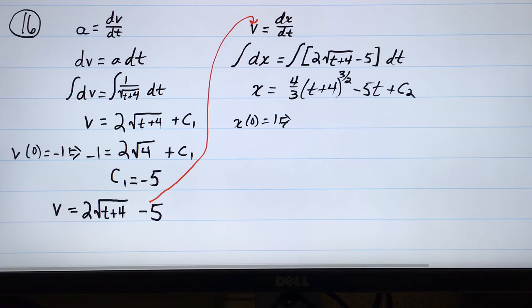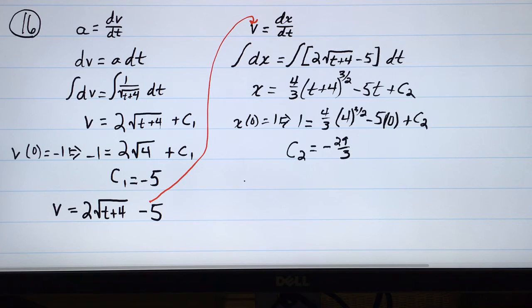Whenever t is equal to 0, so we have 1 is equal to 4/3. And what is going to be 4 to the 3/2? Minus 5 times 0 plus c2. 4 to the 3/2 is 8 times 4/3 is 32/3. Take away from 1, so we have for the value of c2, this is going to be a negative non-integer value, which we will have at -29/3.